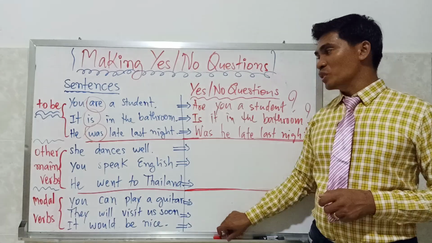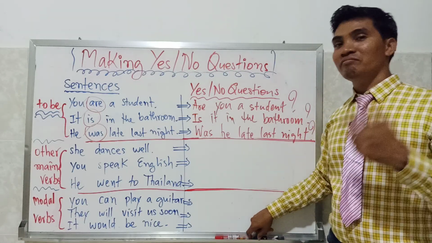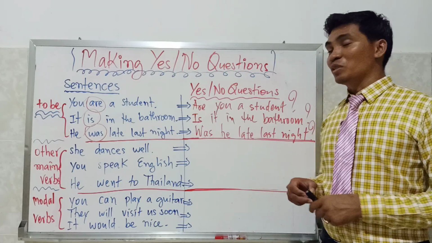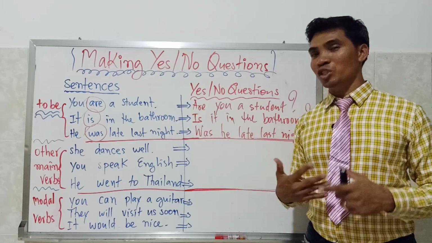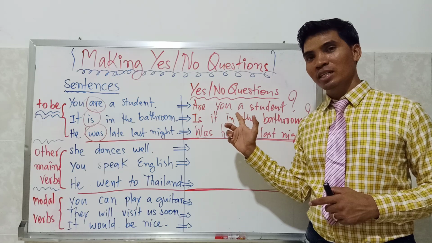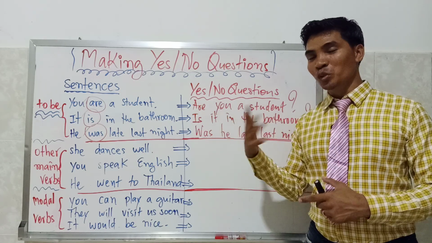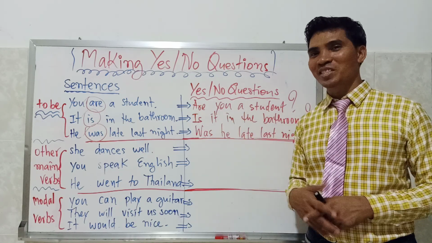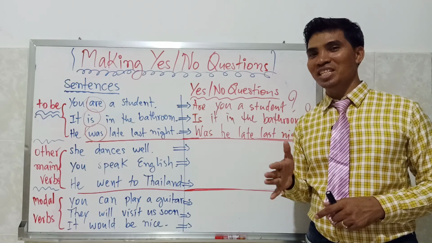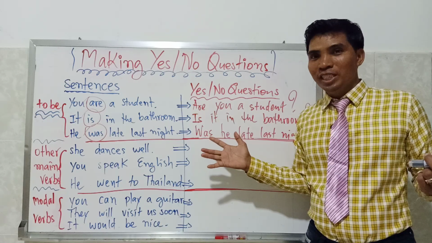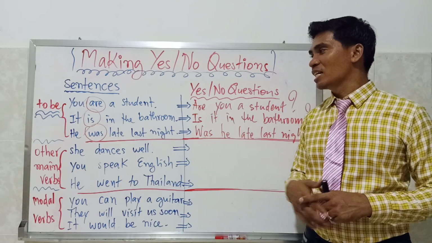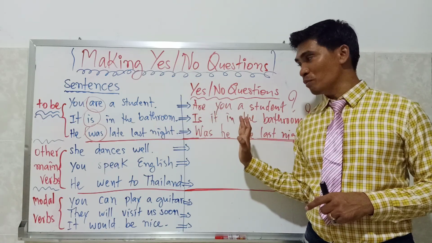Everyone, you have to take special note: when a sentence has verb to be, you make the yes-no question with verb to be also. Do not use do or does or whatever. I observe that a lot of students say it like this: you are a student, do you a student? That is not correct. With verb to be, yes-no with verb to be.